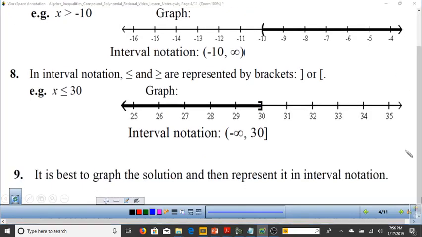Infinity always uses parentheses. If you want to represent a graph using interval notation, it's best to graph it on a number line and then copy, so to speak, the interval.